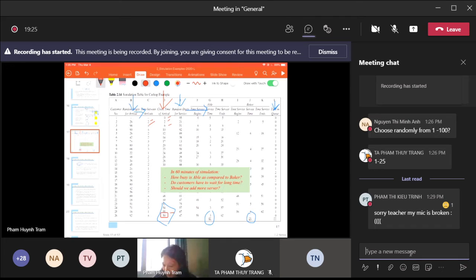Alright, so you can try this at home. Now we go to the second example, with the inventory system.